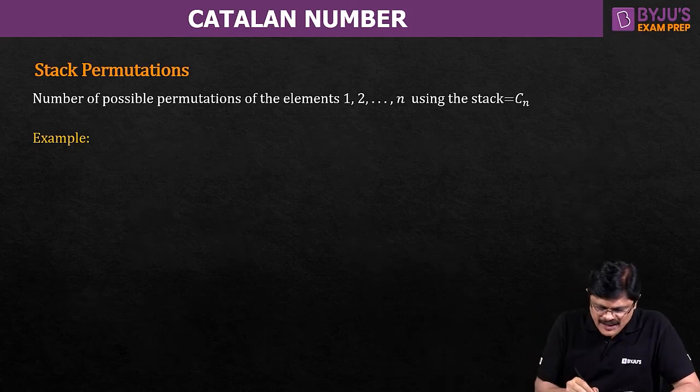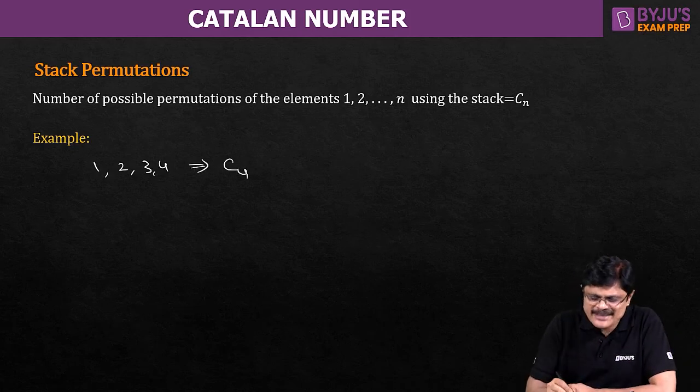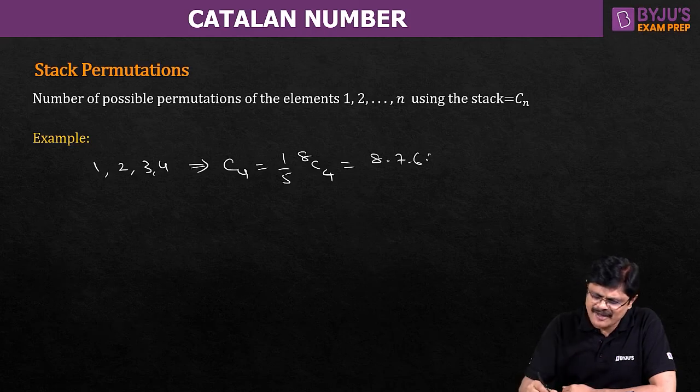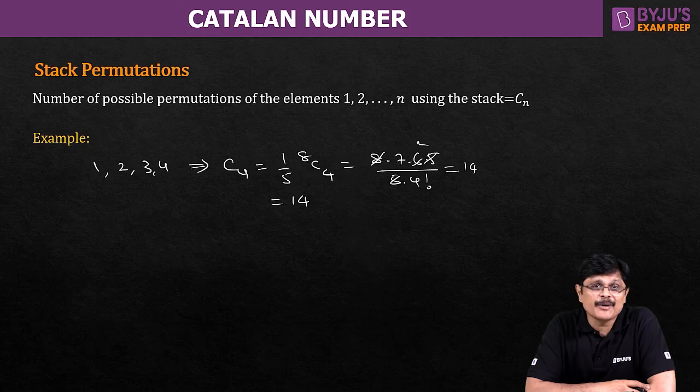And suppose I am having 1, 2, 3, 4, how many stack permutations are possible? That is given by C4. And what is the answer? 1 by 5, 8C4. You all remember what is the answer? 14, I think, right? 8 7 6 5 by 5 into 4 factorial. Correct or not? 4 factorial cancels, 4 factorial will be there. 4 2s are 8, cancel, 3 2s and this 5 cancel, 14 is the answer. So what is C4? 14 stack permutations are possible.